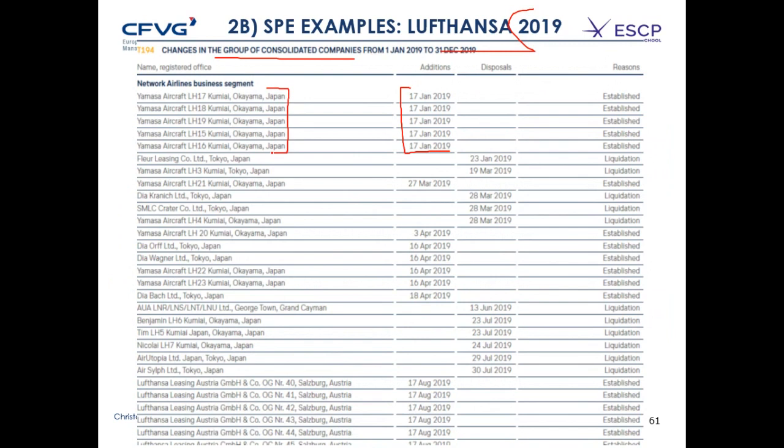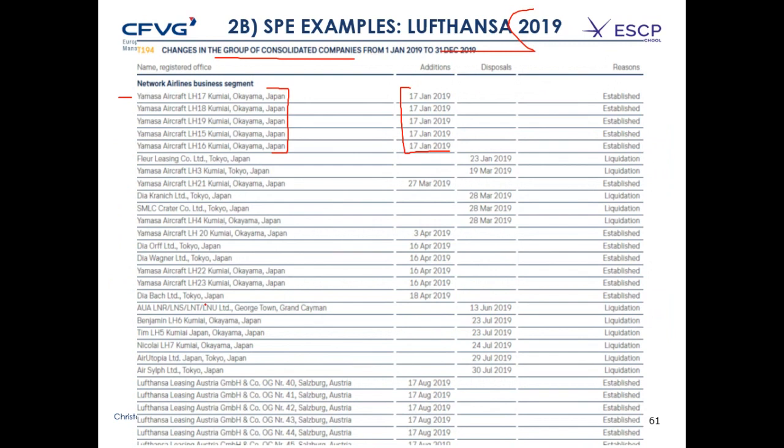So in one day, they incorporated into the group 5 new subsidiaries. And you see the name of those subsidiaries is not very inventive. Aircraft number 17, 18, 19, 15, 16. Well, that means you know already what's happening here. We are talking about special purpose entities that bought an aircraft and rented the aircraft to Lufthansa, but they're part of the group.